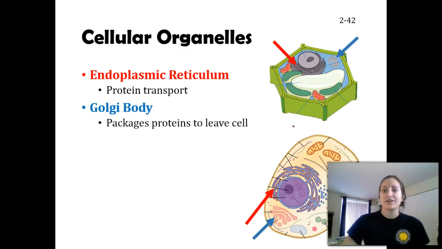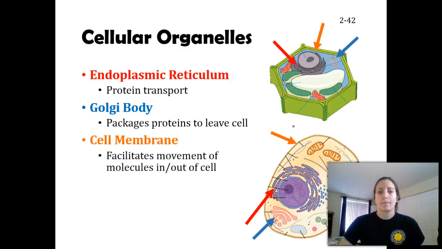Both plant and animal cells have Golgi bodies, so these are going to package proteins to leave the cell. So endoplasmic reticulum transports them in the cell. Golgi body gets them ready to leave the cell. Both plants and animals have a cell membrane. So we've talked about this a lot, and we'll talk about it more here in the next few slides. But this is what's going to control what leaves the cell and what enters the cell.